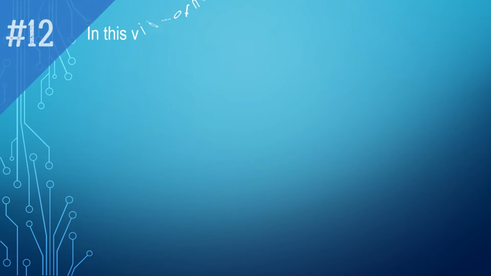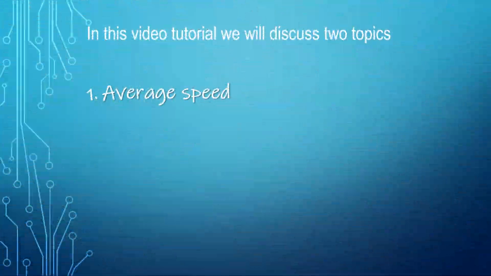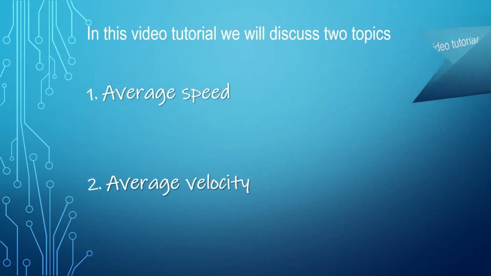Welcome to STEM Professionals. In this video, we'll discuss two important things. The first one is average speed. The next one is average velocity. So let's start with the video.